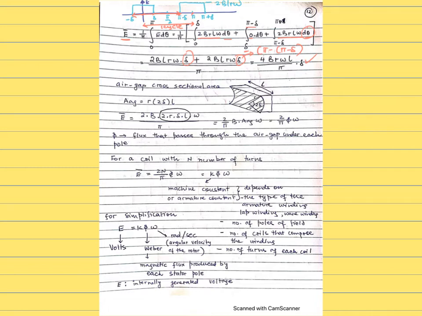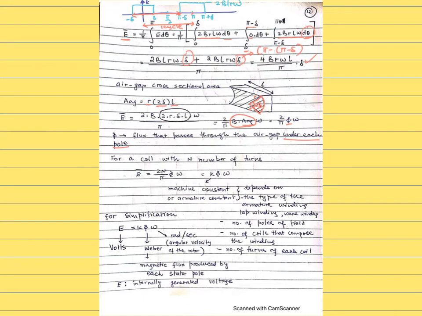Now we're looking at the air gap cross-sectional area. So the air gap cross-sectional area with the radius r, of course, and the angle spread of 2 delta. So the area is given by r times 2 delta times L, the back length. So we're going to replace that 2rδL with A. And now this B times A is your flux for the constant magnetic field, and phi is the flux that passes through the air gap under each pole.